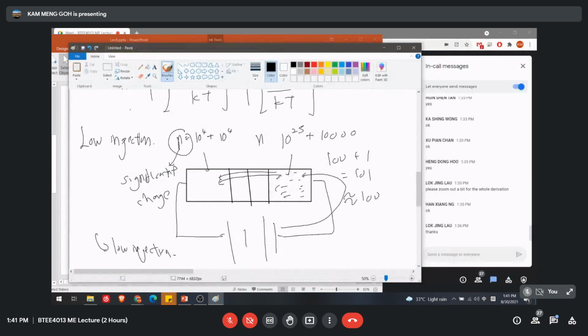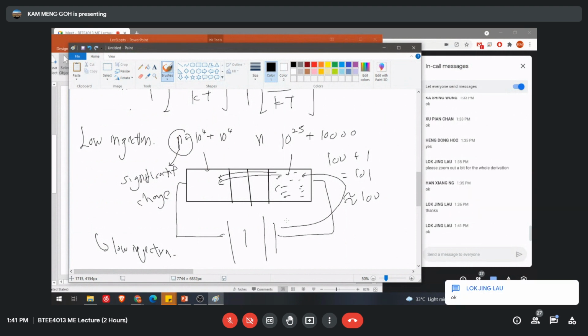Okay, for the low injection part, can you understand this? Because the theory that we are going to ask later will involve a little bit of the low injection. For the rest of you, can you understand this for the low injection?